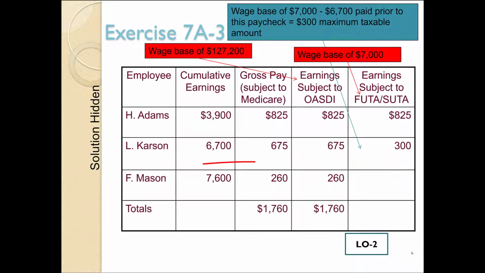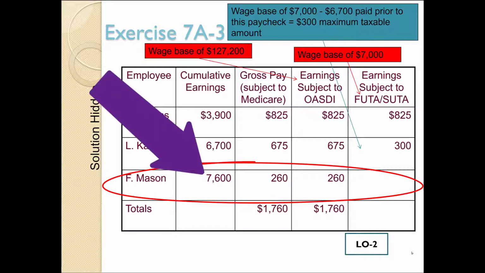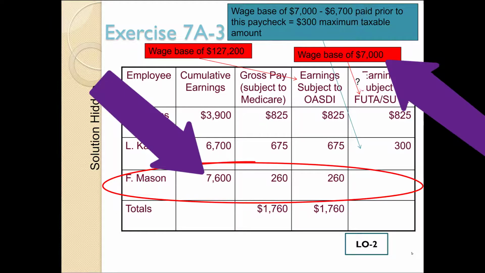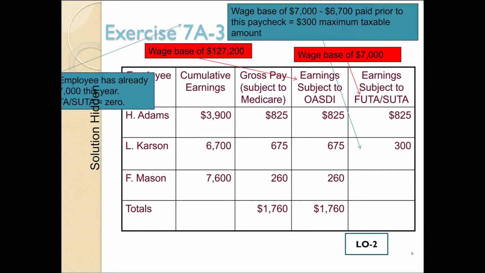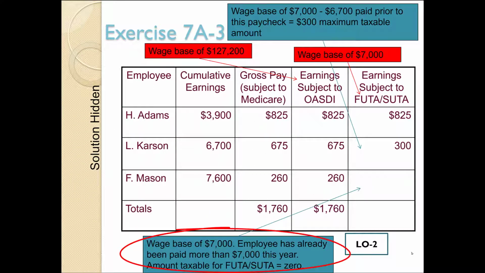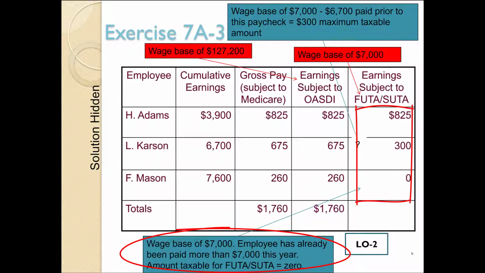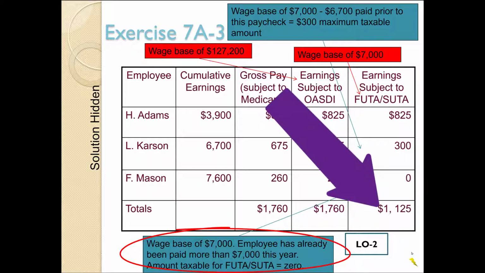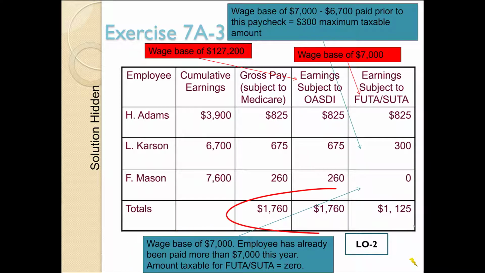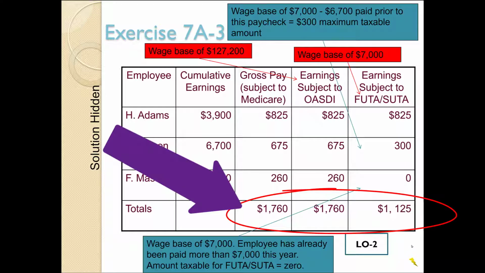Now let's do Mason. Mason, previous to this paycheck, was paid $7,600. Well, Mason is already over the wage base, so 0 should be taxable for FUTA and SUTA. Then we're going to add up this column, and we get the total taxable for FUTA and SUTA of $1,125. Now I'm going to take these totals and bring them over to the next slide, and then we can calculate the actual tax.